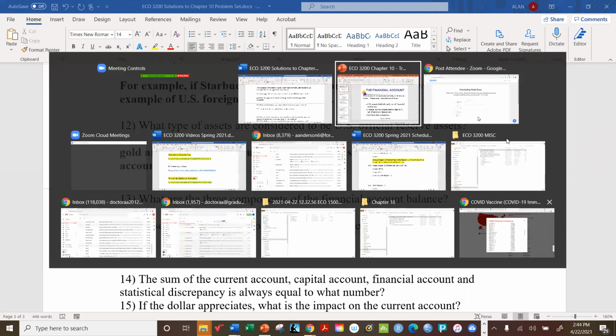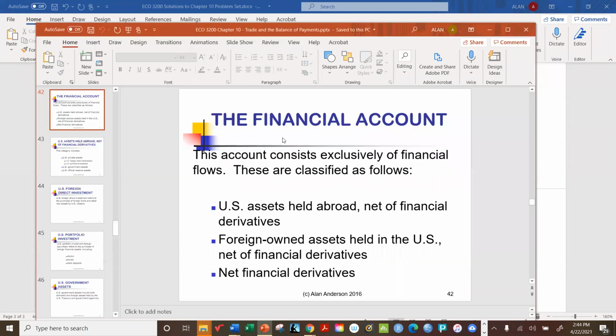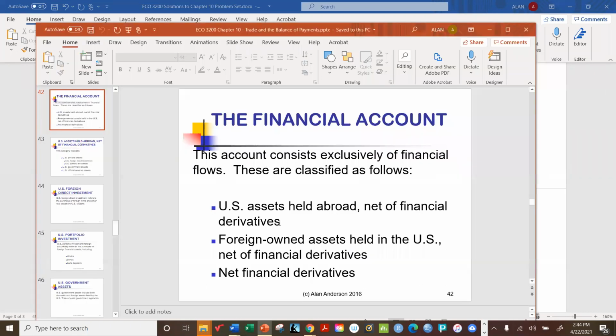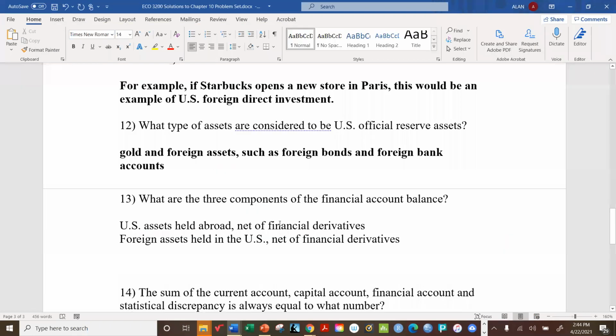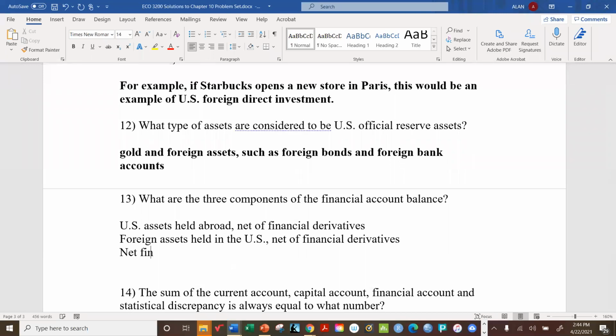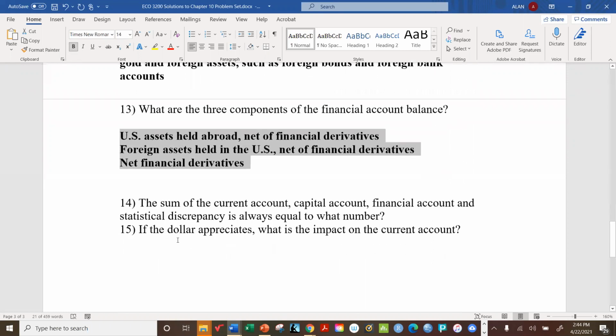Then we also have foreign-owned, well, the reverse direction. There's foreign-owned assets in the U.S. Again, net of financial derivatives. Okay. And then finally, we have the financial derivatives. They're listed separately. Net financial derivatives, because we want to know the difference between which ones belong to Americans and which ones belong to foreigners.